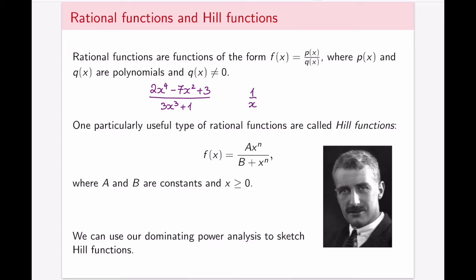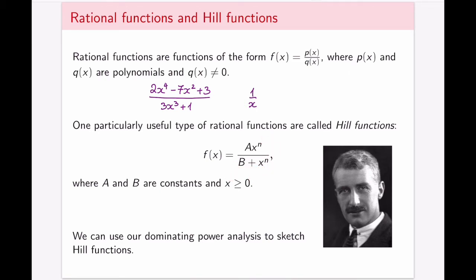One particular type of rational function that we're going to work with quite a bit is the so-called Hill function, which has the following form. It's a constant a and a constant b, and some power of x present in the term on the top and the term on the bottom. So let's take a look at the overall terms. A x to the n over b plus x to the n. So on top I only have one term, on the bottom I have a constant and a second term. But the power on both the x's is the same.